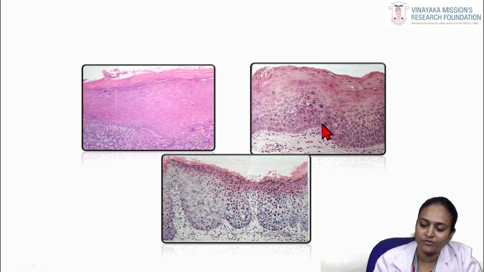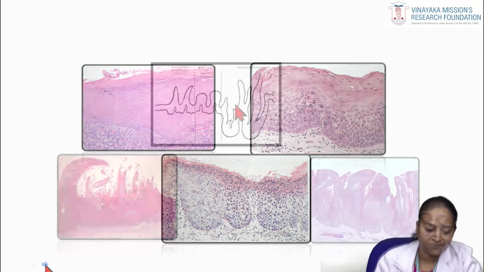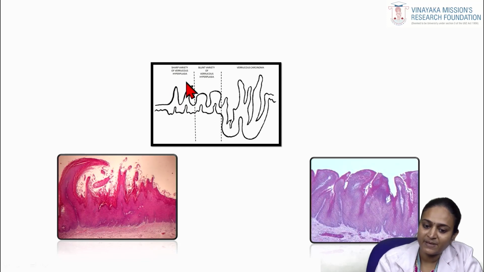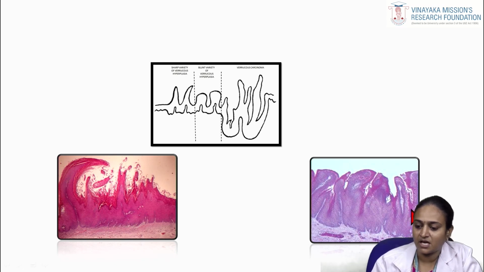Here you can see a lot of epithelial dysplastic changes like pleomorphism, hyperchromatism and a lot of mitotic activity, and here you can see a lot of changes along with the keratinization. This is the best example of verrucous hyperplasia. Here is the verrucous hyperplasia, the projections, and this is the example of verrucous carcinoma. Okay, here this is the best example of histopathological pictures of verrucous hyperplasia. This is the example of verrucous carcinoma.